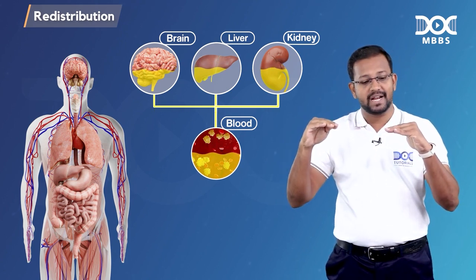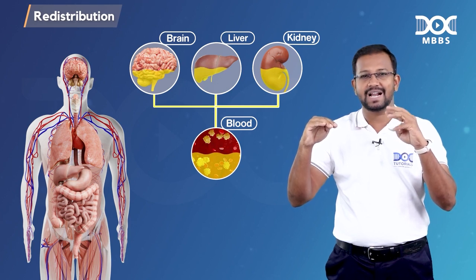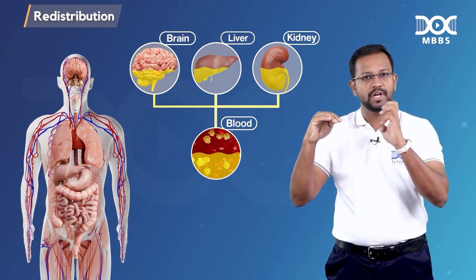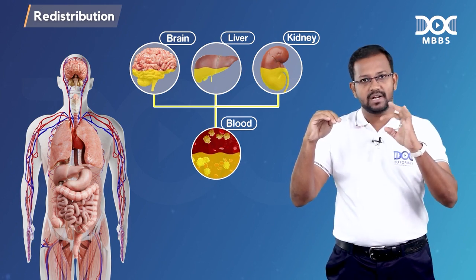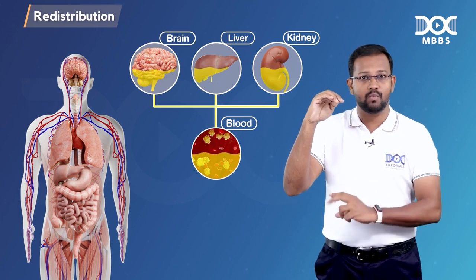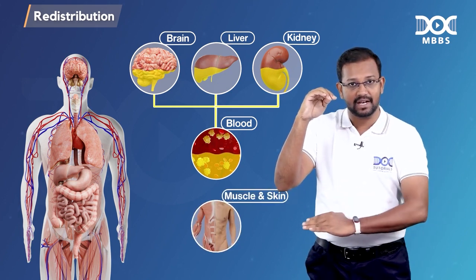Now, the equilibrium is attained, but these drug molecules in the blood cannot remain in the blood because they are highly lipid soluble in nature. They cannot cross the equilibrium and move into the brain, liver and kidney. So, what does it do? It moves into the next highest blood flow receiving area, and what is that? Muscle. It moves into the muscle and skin, right?